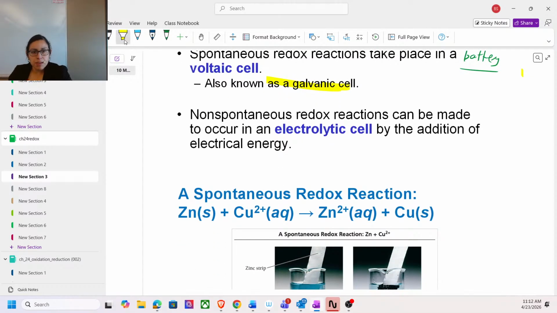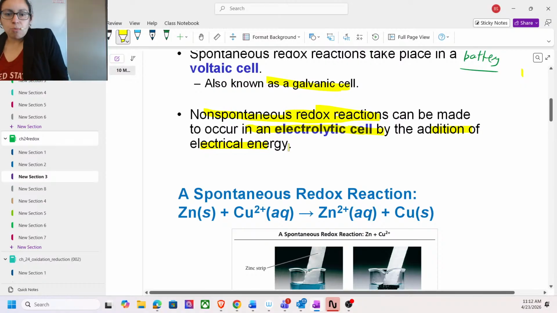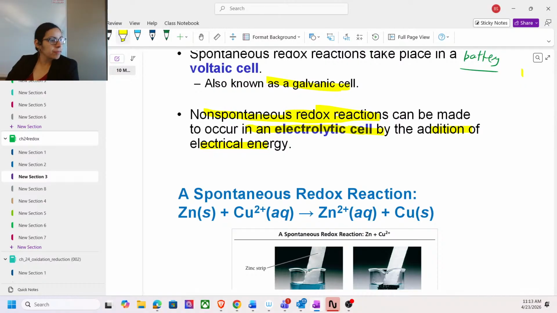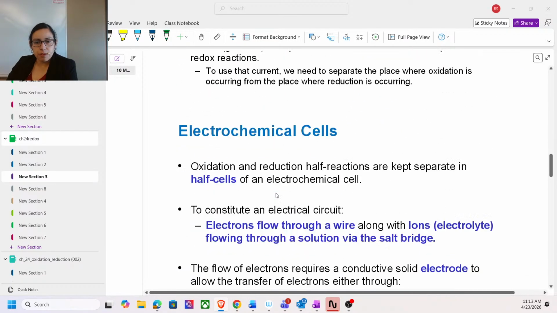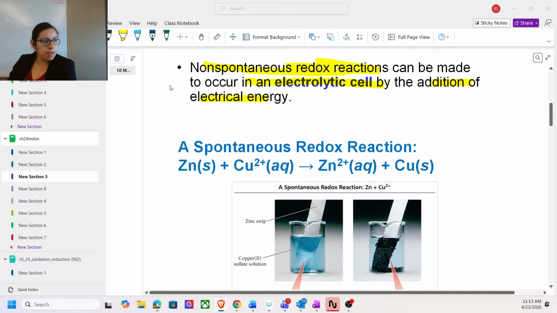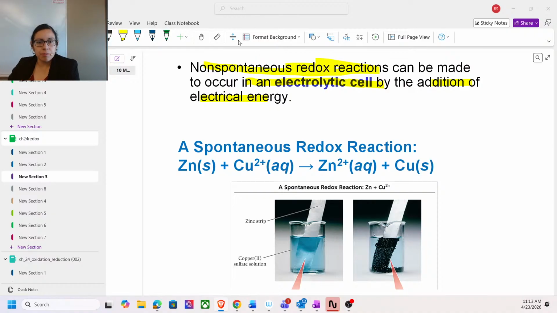And then what we did in lab, or what you will do today, is, well, sometimes we have these non-spontaneous redox reactions. And of course those can be made to occur in our electrolytic cell by the addition of electrical energy. So that's what we're doing, right? Just going back to the first water splitting reaction. And so let's take a step back before we get into all this text, because I think if we look at two scenarios and piece them together, it'll come together.